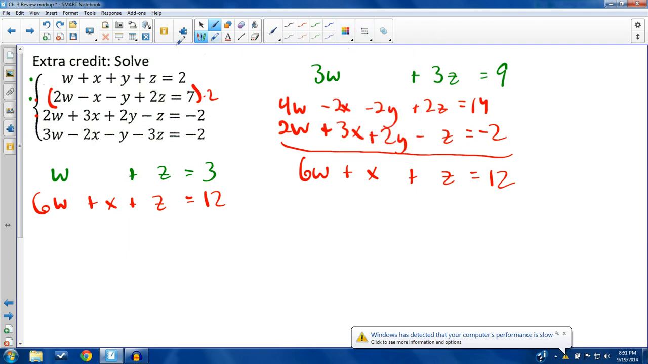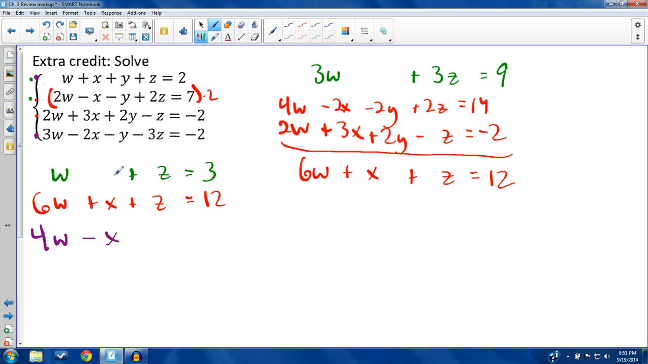I'm going to go ahead and do, in purple, the first and the last one because I have plus Y minus Y. So adding straight down, mental math here, we get 4W plus X minus 2X, that'll be minus X. Looks like this is kind of clean. It's nice.